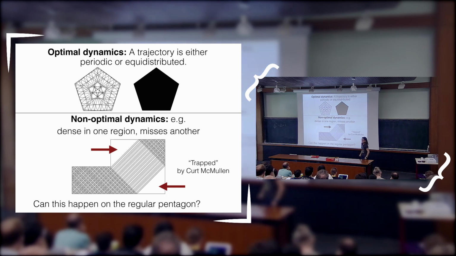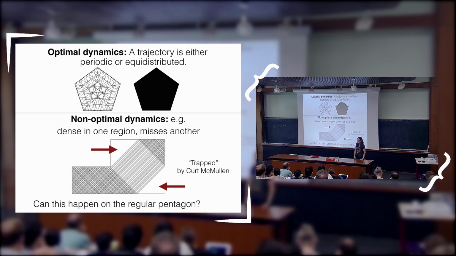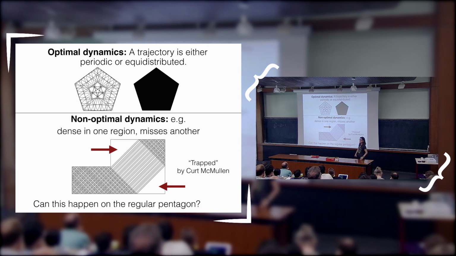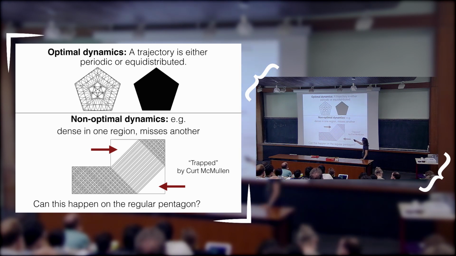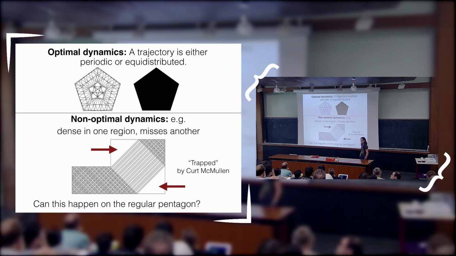Okay, I'll remind you, changing gears just a little bit, of optimal dynamics, previously known as the Veech dichotomy. So if a table has optimal dynamics, it means that every trajectory is either periodic, like this one on the left, or equidistributed, like this one on the right. Yeah, I like to make this picture as a joke. Thank you for laughing. Okay.